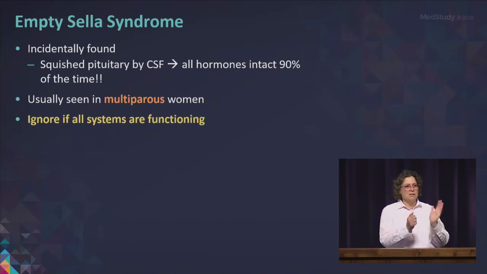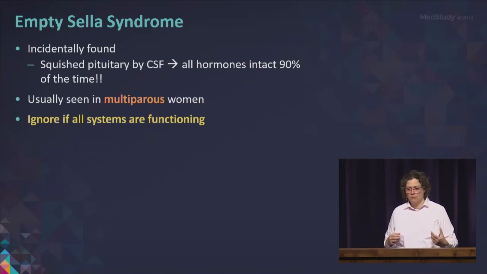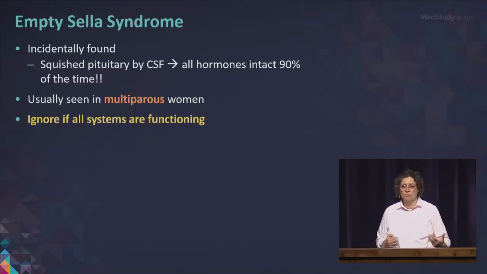All it is is that when too much CSF gets in there, it just squishes the pituitary against the bone. And so generally the pituitary is still healthy enough to make the hormones. It's usually seen in women that have had more than one child, and we just ignore it if all systems are functioning. But you get the patient that's very well read and says, okay, I really want my pituitary checked.